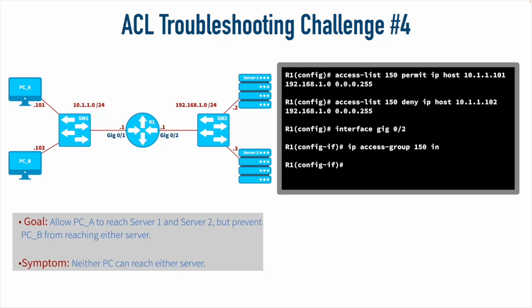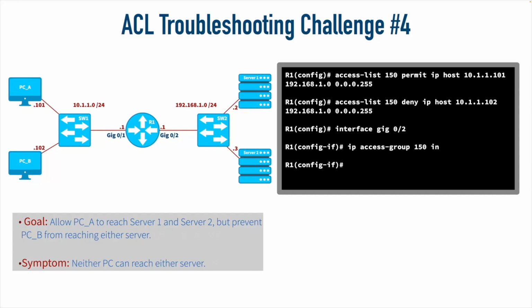In this scenario, we want PCA to reach both servers, and we want to prevent PCB from reaching either of those servers. However, our symptom is neither PC can reach either server. You see the syntax on screen, and I'll invite you to pause the video, look through the syntax, and examine the topology, and see if you can determine why we're blocking traffic for both PCs.